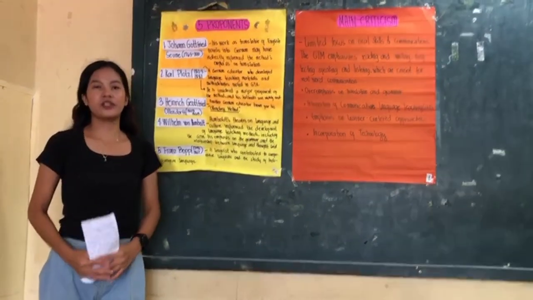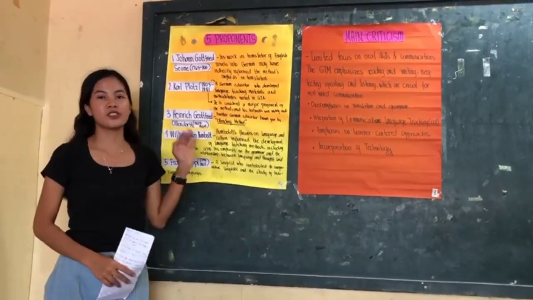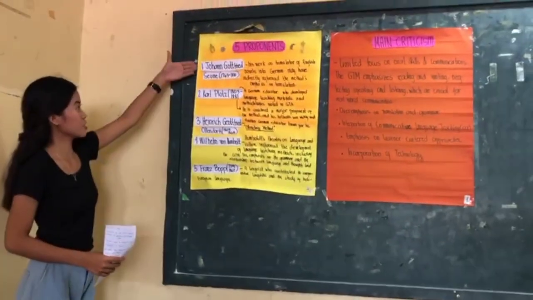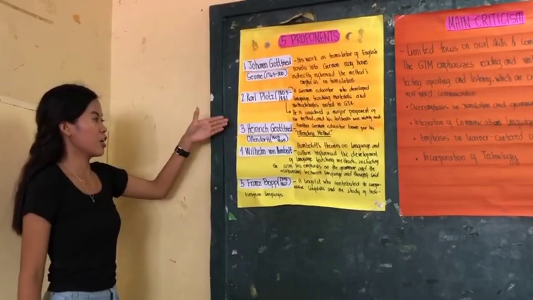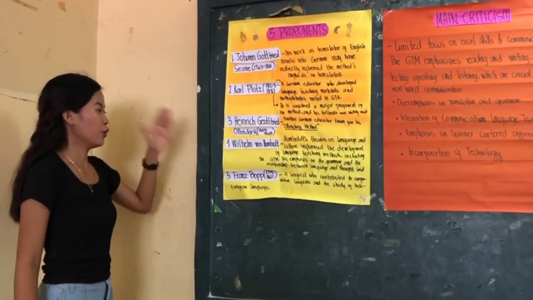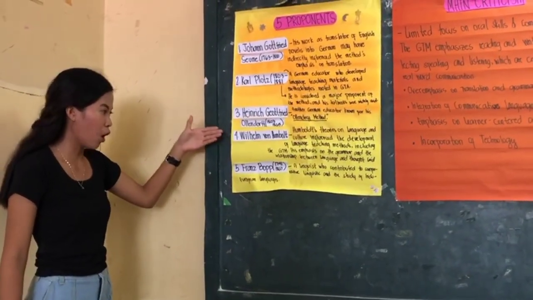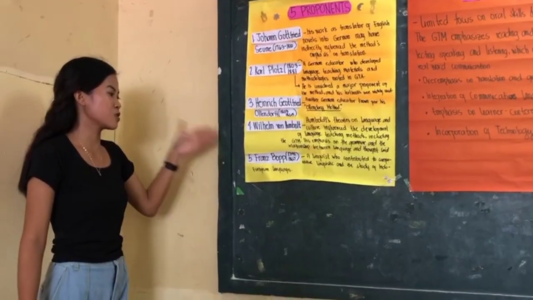I'm the next reporter. My topic is all about the five proponents. So I have here five proponents. First is Johann Gottfried Somi. Second is Karl Platz. Third is Heinrich Gottfried Hollander. Fourth is Wilhelm von Humboldt. The fifth is Franz Bohm.